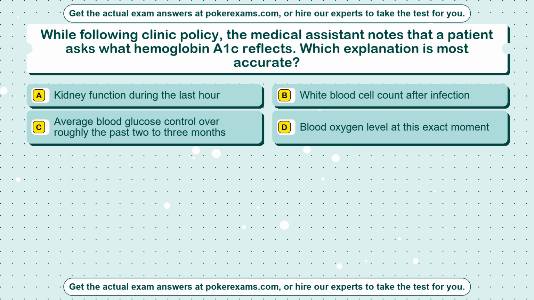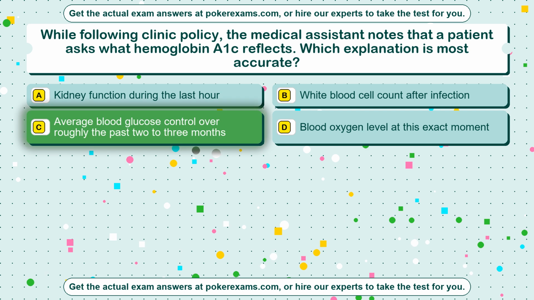Option A, kidney function during the last hour. Option B, white blood cell count after infection. Option C, average blood glucose control over roughly the past 2 to 3 months. Option D, blood oxygen level at this exact moment. The correct answer is option C, average blood glucose control over roughly the past 2 to 3 months.